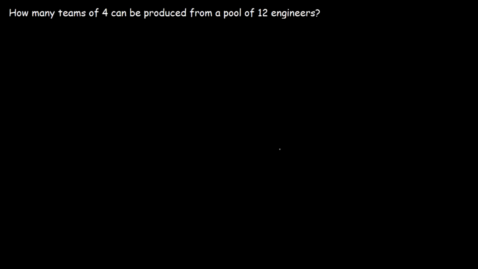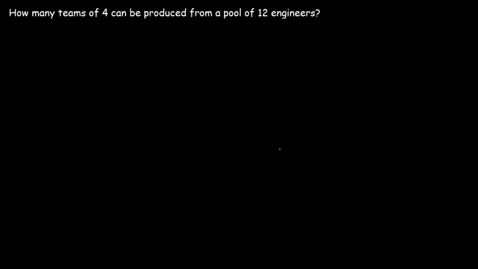How many teams of 4 can be produced from a pool of 12 engineers? So is this a permutation or is it a combination? What do you think? Does the order matter? Let's say if I select 4 individuals, John, Sue, Sally, and Chris. Does it really matter if I select John, Chris, Sally, Sue? It's the same team of 4.